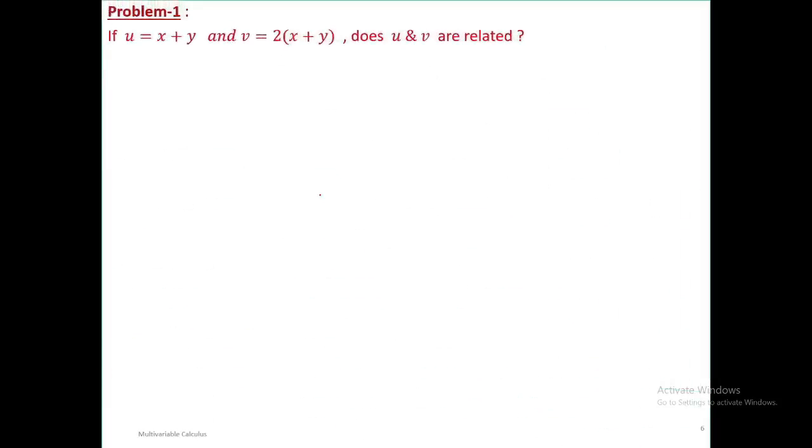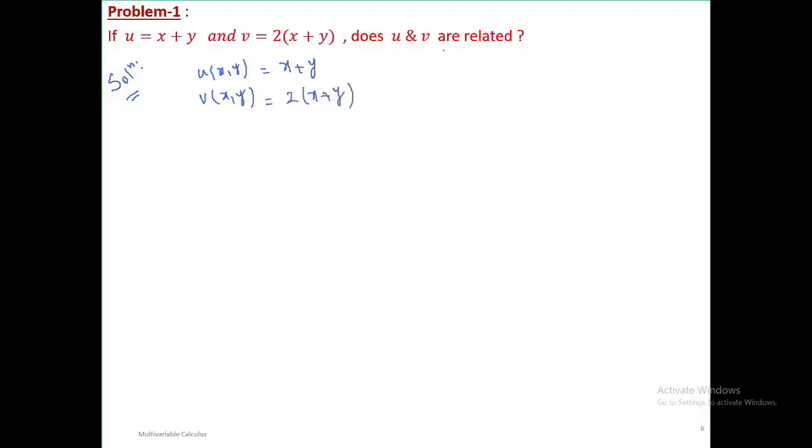Now let us look at some problems related to the same concept, the Jacobian and function related things. Okay, now look at this. What is given to us? Two transformations are given. First transformation u of x comma y, which is x plus y, and v of x comma y, which is 2 into x plus y. Are u and v related?